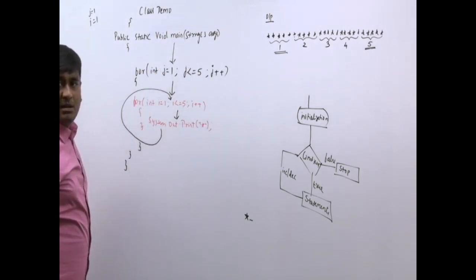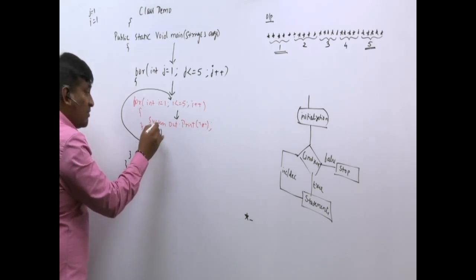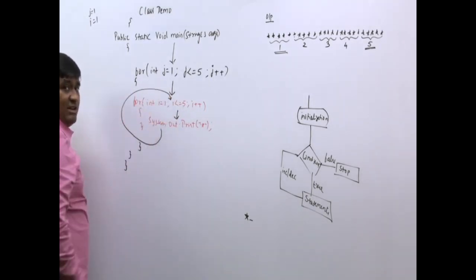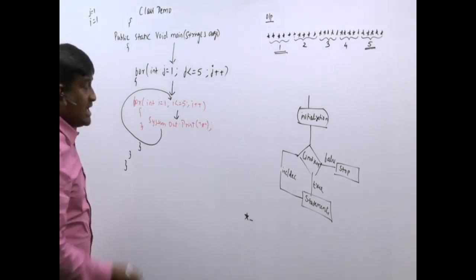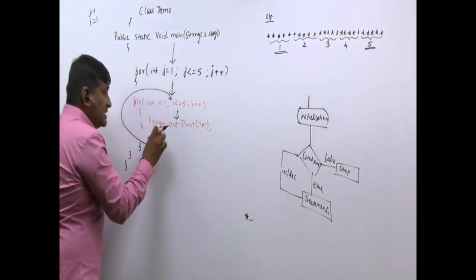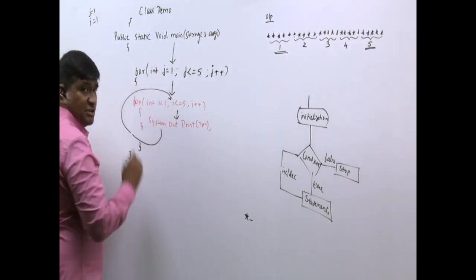Now correctly think and answer. After executing the lines of this for loop, now I am going and checking the condition of the inner for loop. In this case, will the i value get incremented or the j value get incremented? The i value is related to the inner for loop, the j value is related to the outer for loop. Since I am checking the condition of the inner for loop, hence i should get incremented.